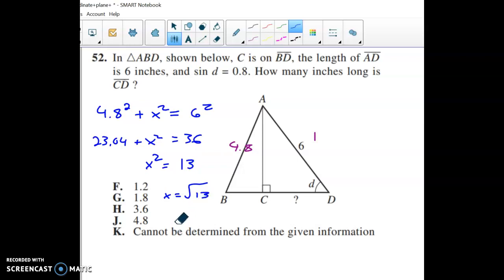So I'm going to estimate that to be a little bit less than 4. Square root of 16 is 4. So our answer's got to be a little bit less than 4. It must be 3.6 units.